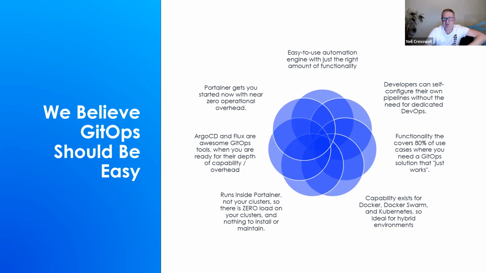Now, our GitOps solution actually runs inside Portainer. It doesn't run in the cluster. You don't install or configure anything in your clusters anywhere. Everything runs inside Portainer. There's no load on your clusters. There's nothing to install. There's nothing to maintain. There are no version mismatches to worry about.